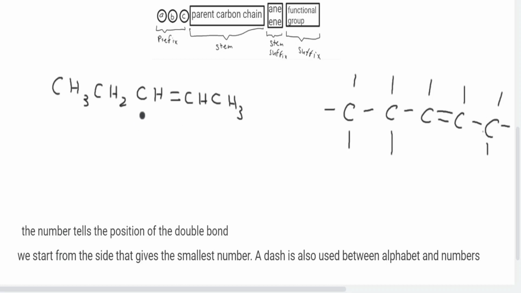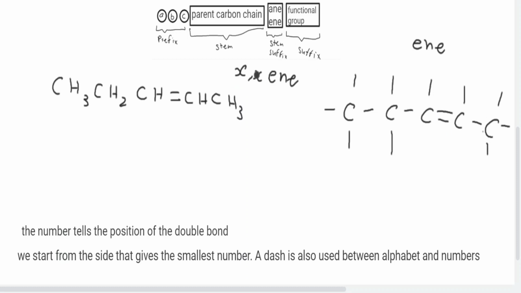Let's do a bigger carbon chain now. You can see in this displayed formula, the biggest unbroken carbon chain has 5 carbon atoms. And since there is only one double bond, you'll write ene. So the stem suffix is going to be ene. Remember that you'll always put digits beside the ene. Before you write ene, you'll write digits. And the number of digits depends on the number of double bonds.